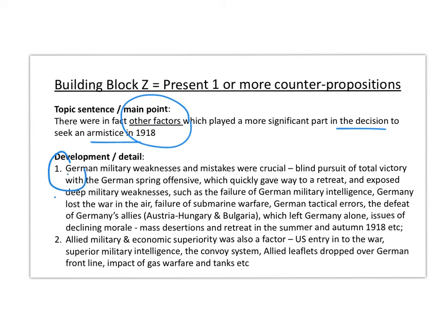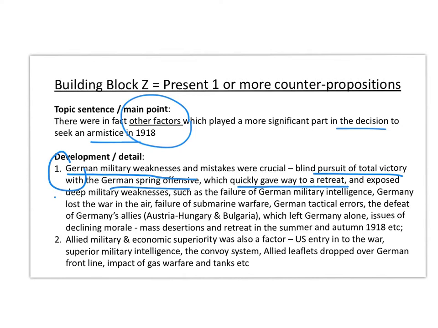One, the real reason for seeking an armistice in November 1918 was German military weaknesses and the mistakes that were being made, not on the home front, but on the fighting front. That blind pursuit of total victory, the spring offensive of March 1918, where Germany broke out of the trenches with these extra troops that they'd brought over from the east, pushed further into France. It looked as if they were going to win the war, but then suddenly, in the middle of July 1918, that advance turned into a military retreat, and nobody could understand it.